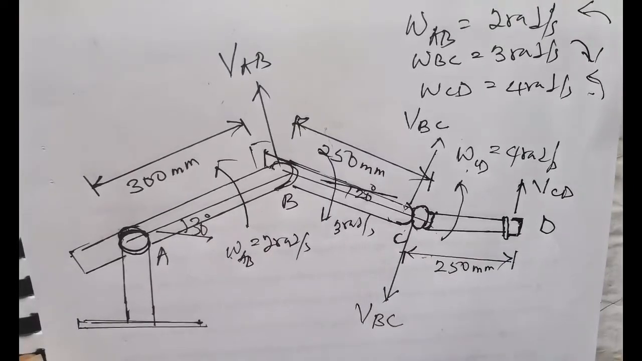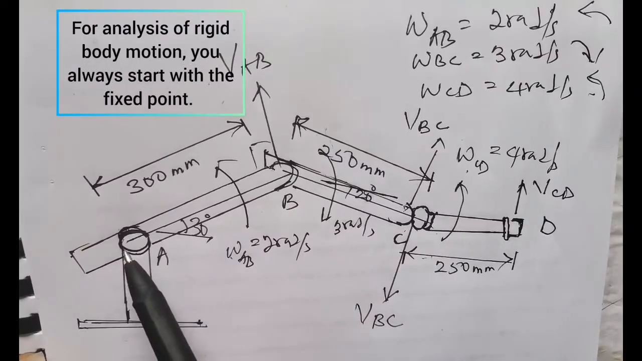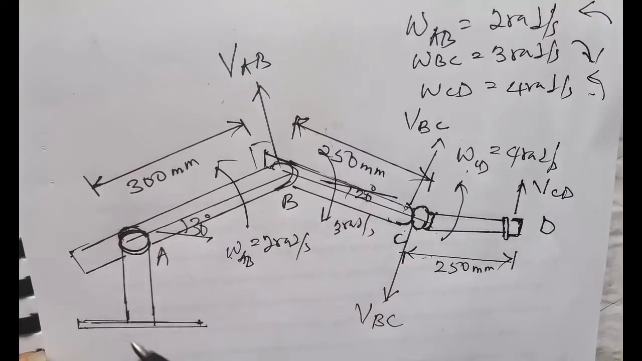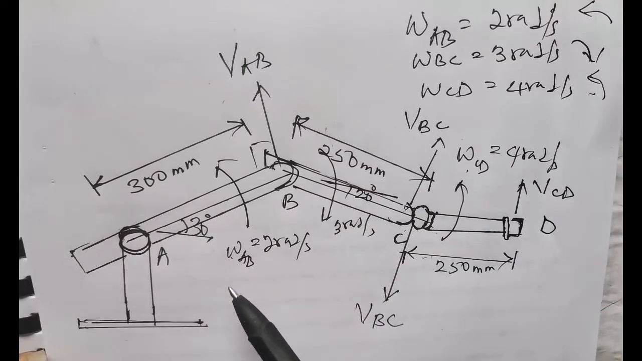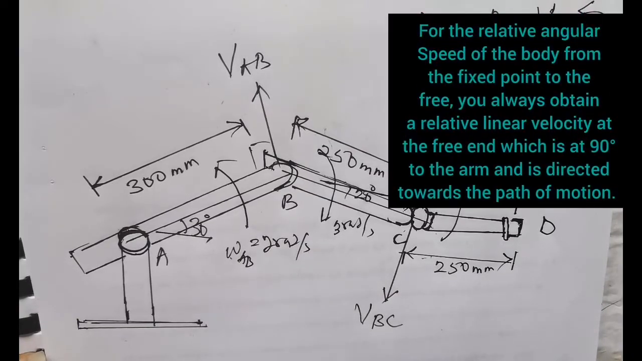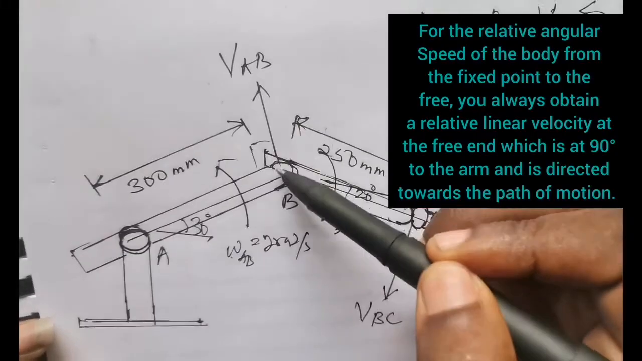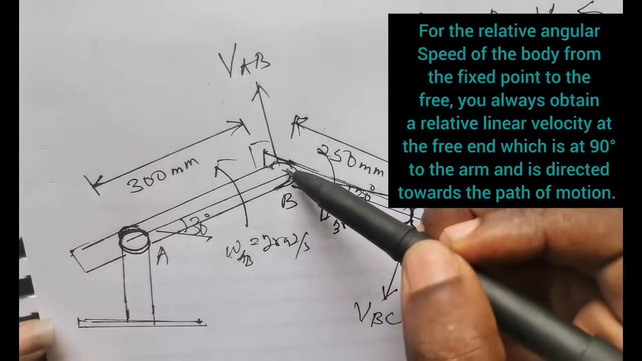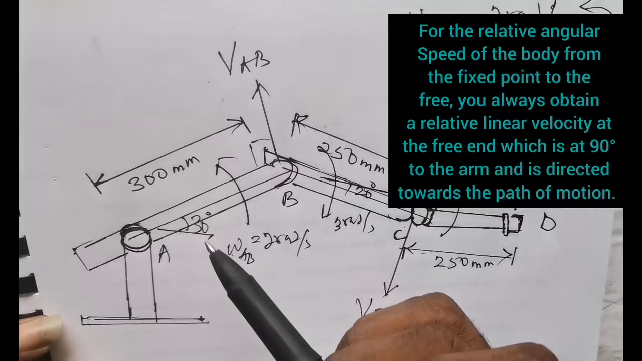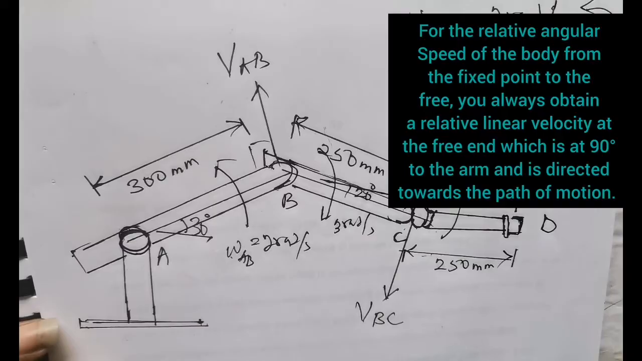Now we are to find the velocity at point D. To do that, between A to B, since point A is fixed, we always start with the point that is fixed. And since point A is fixed and the motion is relative from point A down to point B, which is why you have angular velocity A to B, simply because the motion is relative. So relative motion between A to B, we are going to have a velocity at the other end, at point B. This velocity is called a relative velocity.